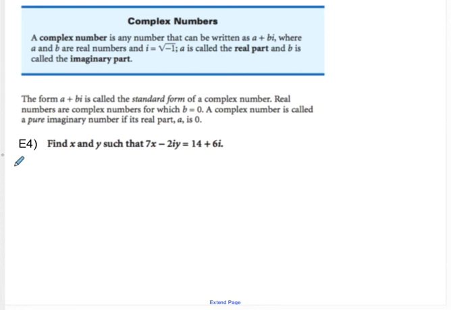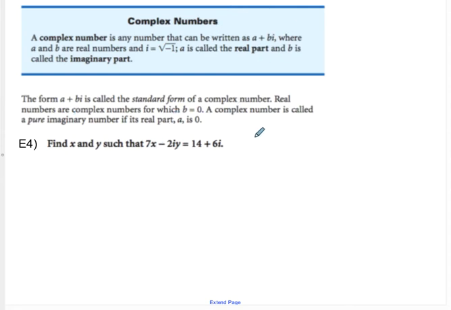All right. Cool. So let's talk about some complex numbers. So a complex number is any number that can be written as a plus bi, where a is the real component and b is the imaginary component, or real part and imaginary part. a and b are real numbers. So the form a plus bi is called the standard form of a complex number. Real numbers are complex numbers for which b is 0, right? So a real number has no imaginary part, and a complex number is called a pure imaginary number if the a part is 0, if it only has a bi.